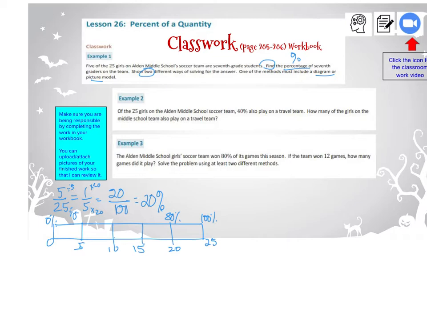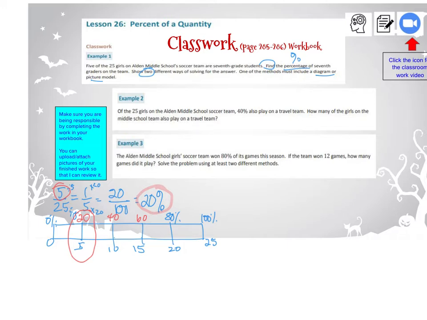And now I'm going to come back and I'm going to circle. What am I looking at? I'm looking at the 20%. So 20% is right here. Let me just tap on that. 20. This was 40. This is 60. That's 80%. So 20% is equivalent to 5 of the girls. So we just proved that. Okay, let's move on to example 2.